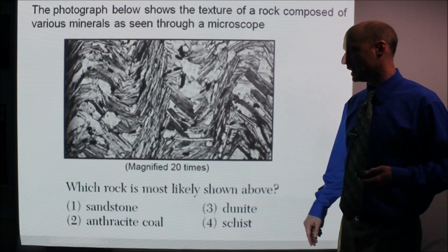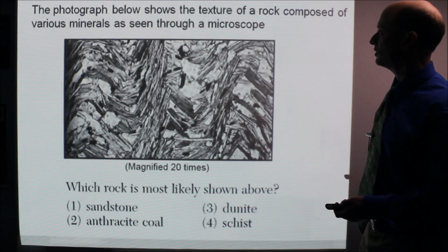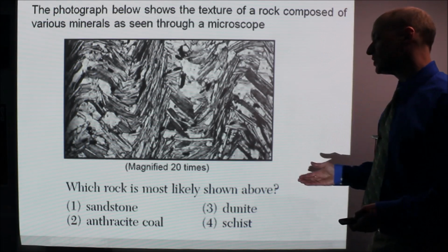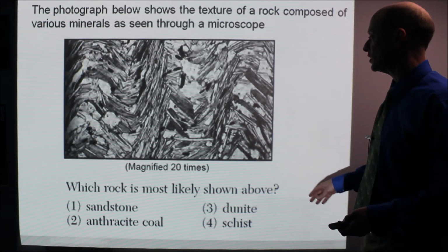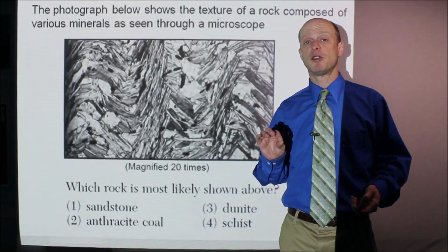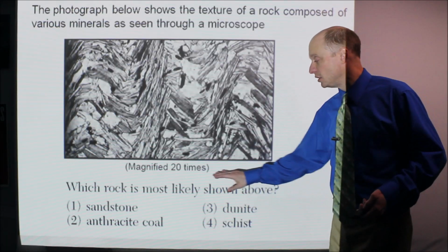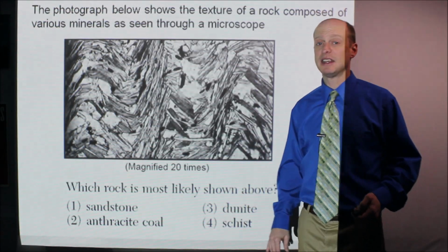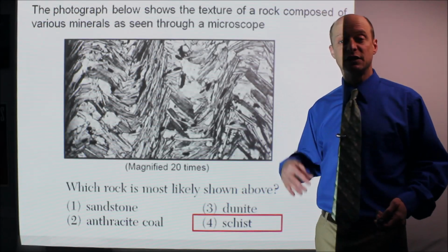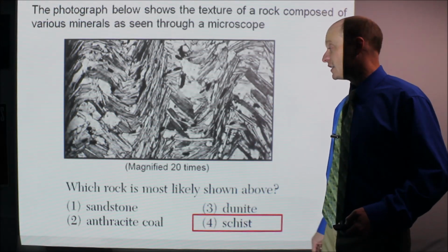So here are some examples of some Regents questions. And it says the photograph below shows the texture of a rock composed of various minerals as seen through a microscope, magnified 20 times. The question is this: which rock is most likely shown above? So from this picture, you should recognize that there is some sort of order or pattern. They're all kind of flattened in this way. And from there, you should know to look for a foliated metamorphic rock, and that is schist.